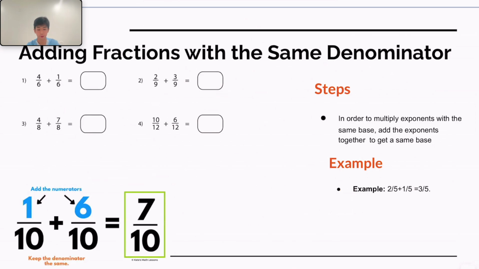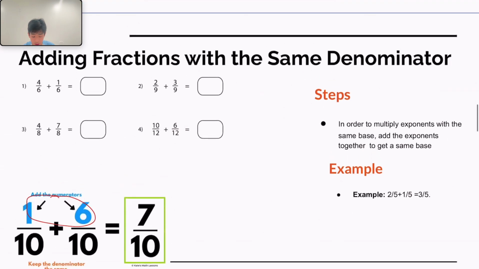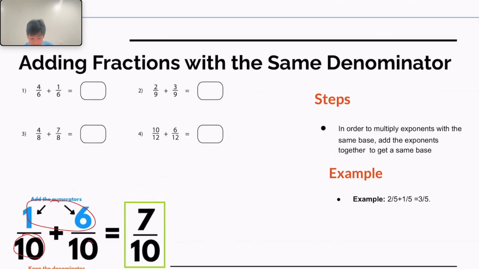Let's take a look at the first adding operation we've seen today. When adding fractions with the same denominator, you add the numerators here, and you keep the denominators the same. So in this case, 10 is the denominator. The denominators are the same, so you don't have to do any conversion. And you just add the two numerators together. 1 plus 6 is 7, so this will be 7 over 10.